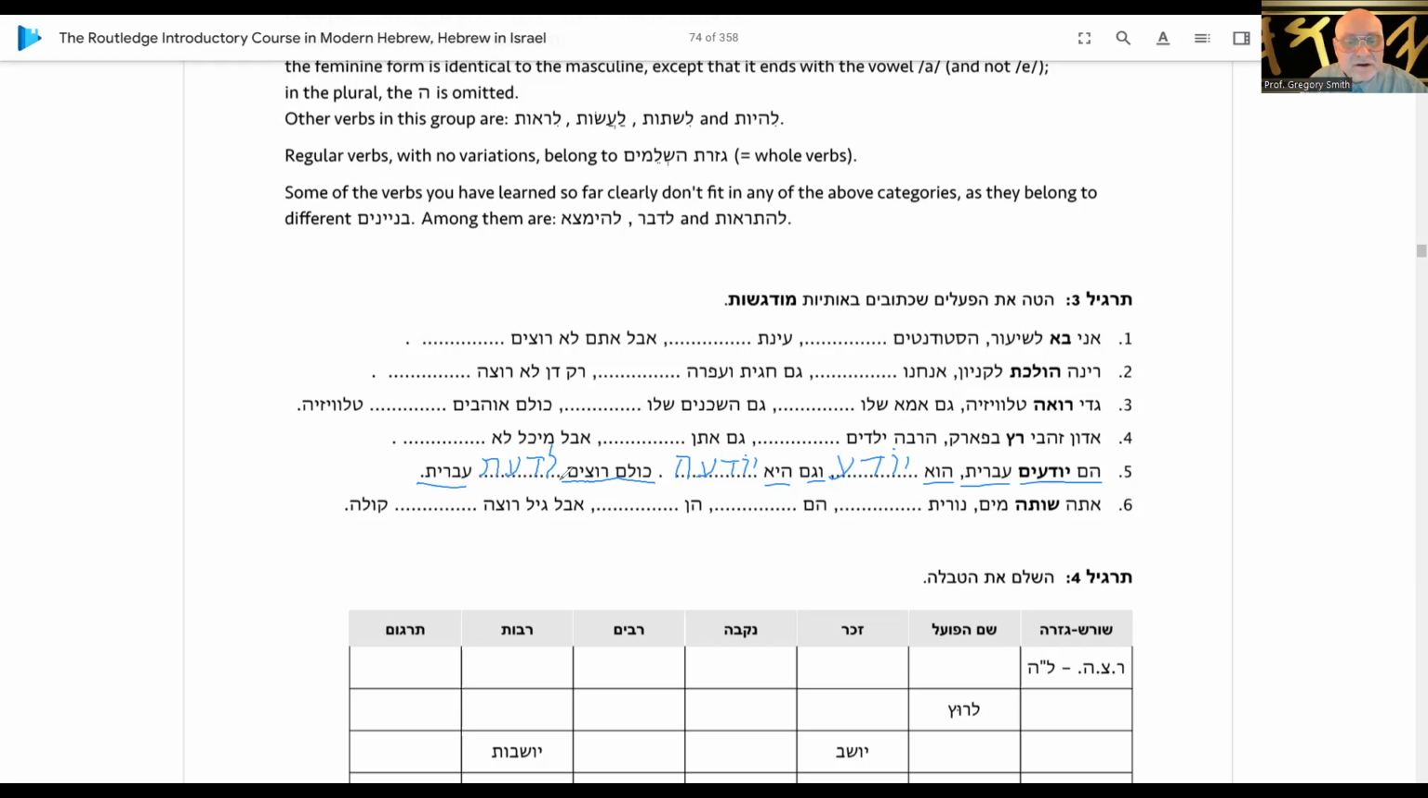Ayin and a top. Okay, so we should have Yodea, we should have Yoda'at, in Lada'at in number 5. Okay, so Hem Yoda'im Ivrit. Okay, so they know Hebrew. Hu Yodea, he knows. V'gam he Yoda'a, and she knows. Kolam rotzim lada'at Ivrit. Everybody wants to know Hebrew.